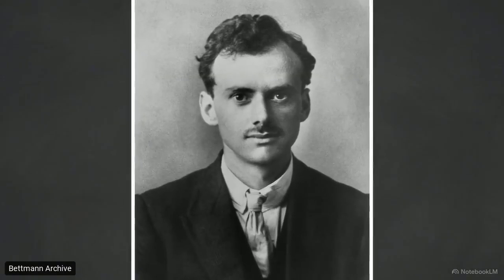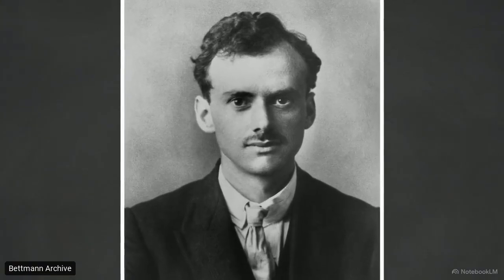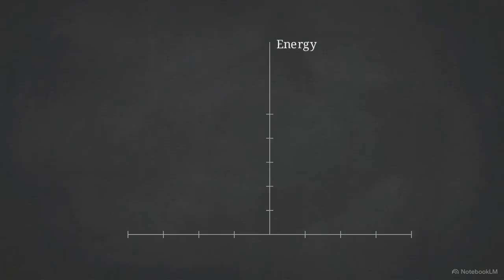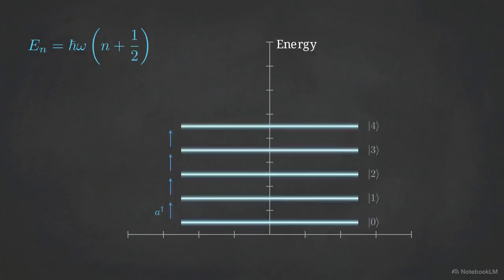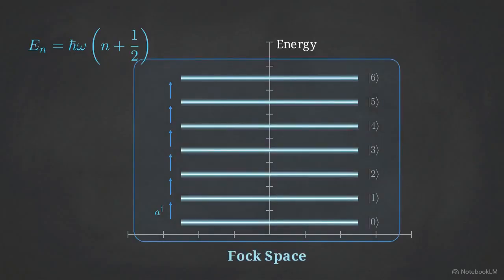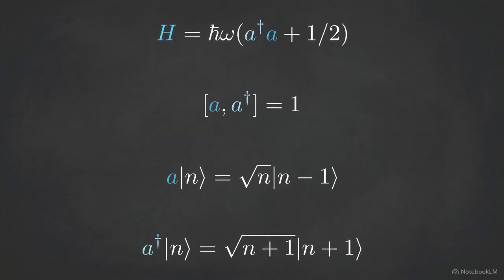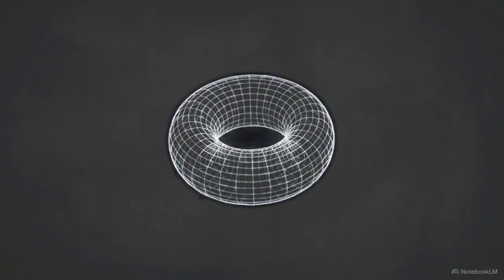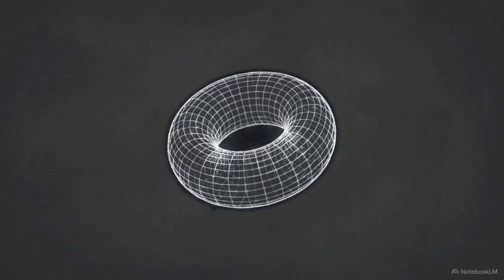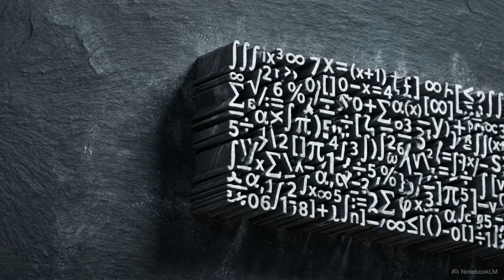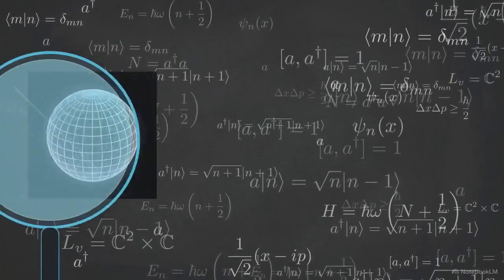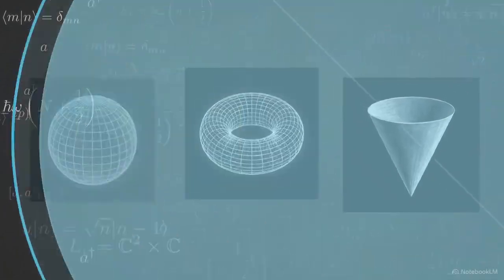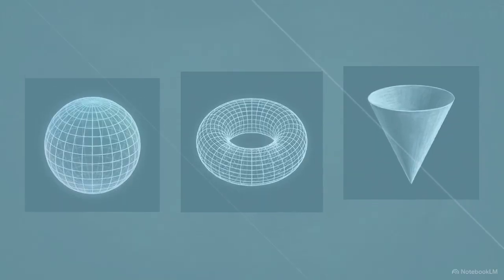Using the creation and annihilation operators formalized by Paul Dirac, physicists can generate discrete energy levels and populate a Fock space. While this algebraic formulation is highly effective for rapid calculation, it obscures the geometric reality driving the system. Relying solely on abstract operators leaves us blind to the physical architecture of phase space. To understand how quantum mechanics actually operates, we have to look at the geometry the algebra is hiding.